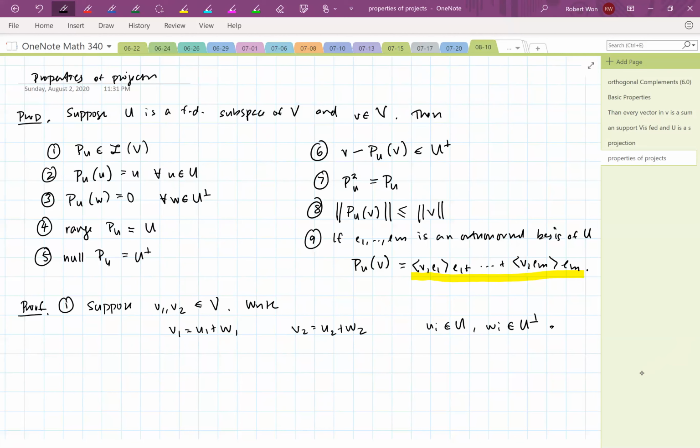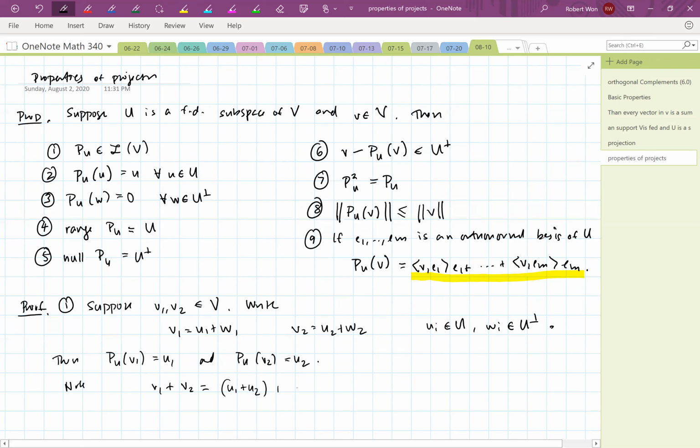So why did I do this? I did this because by definition, PU of V1 is equal to U1 and PU of V2 is equal to U2. Now, I want to know PU of V1 plus V2, right? So note that V1 plus V2 is equal to U1 plus U2 plus W1 plus W2. And U1 plus U2 is in U because U is a subspace. W1 plus W2 is in U perp because U perp is a subspace. So PU of V1 plus V2 is exactly the U part of this. So PU of V1 plus V2 is defined to be U1 plus U2.